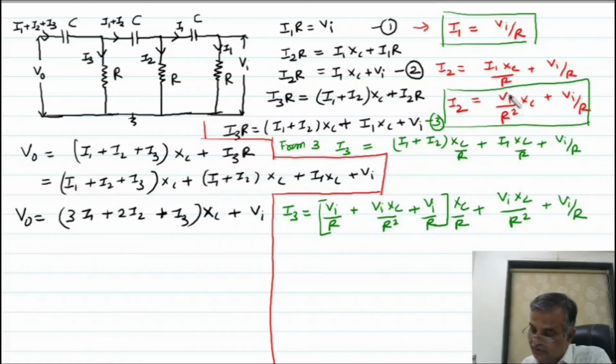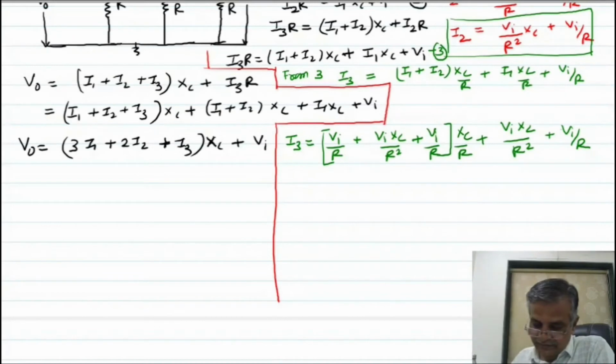So look here, this Vi by R, Vi Xc into R square, Vi by R. Outside Xc by R is there, plus I1 Xc. What is I1? I1 is nothing but, you can write, Vi by R. So here Vi Xc by R square, and the third is as it is. Let me simplify now.